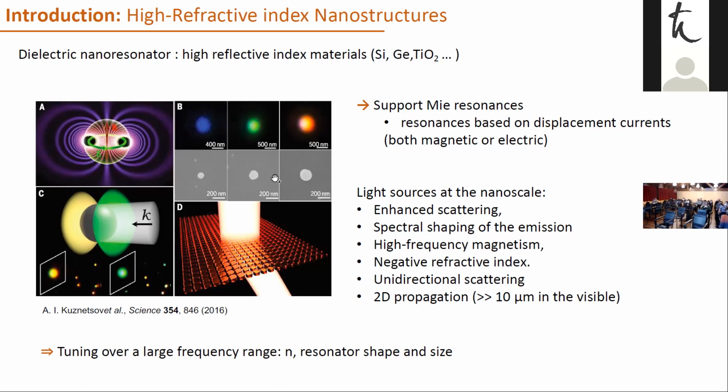If you see these three particles with different sizes that scatter light in different regions of the visible light, you can also have a unidirectional scattering through the Kerker effect, for example, or 1D or 2D propagation over long distances. This type of structure can be tuned over a large frequency range if you change the index of the material and the resonator shape and size.